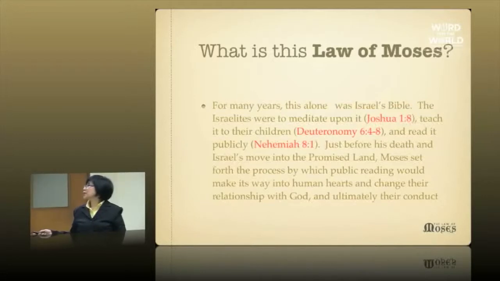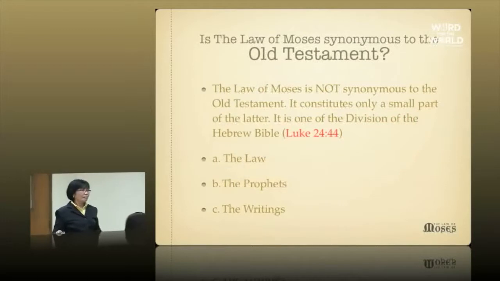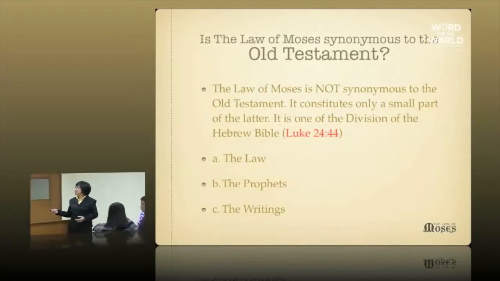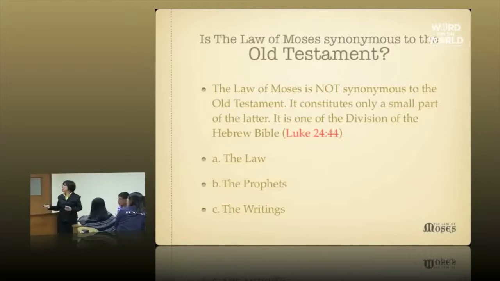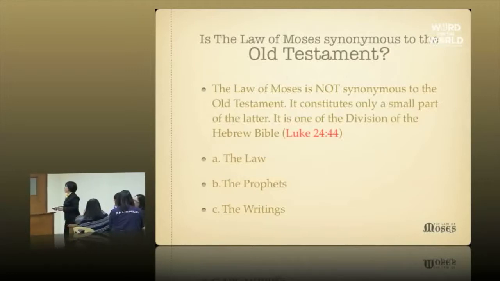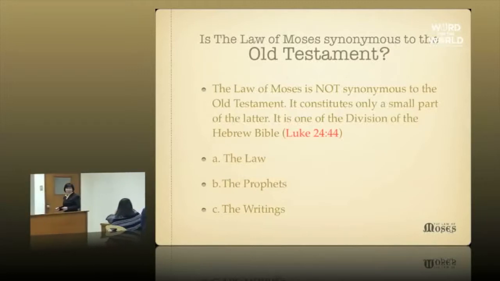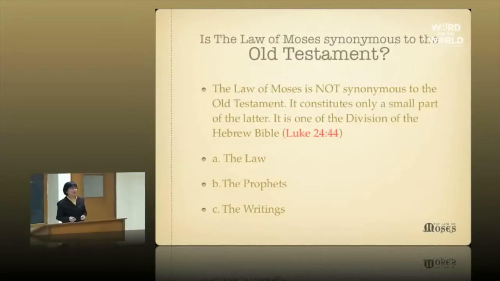Is the law of Moses synonymous to the Old Testament? The law of Moses is not synonymous to the Old Testament. It constitutes only a small part of the latter. It is one of the divisions of the Hebrew Bible, as stated in Luke 24:44.